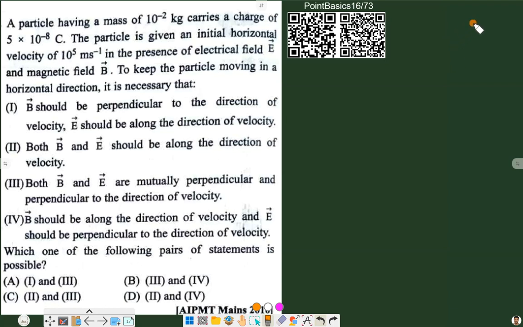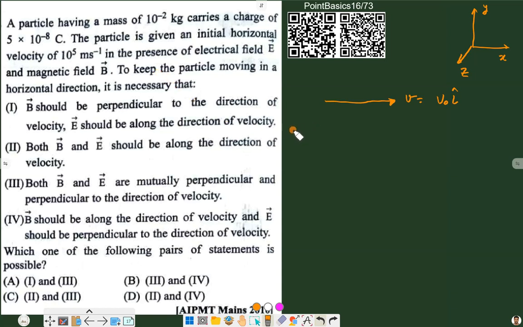So suppose let's draw our coordinates. This is x, y and z. Now it is mentioned that the particle is given horizontal velocity. Suppose the particle is given velocity in x direction. So velocity is equal to v naught i. And at the last, it is also mentioned that the particle keeps moving in the same direction. So what are the possible scenarios here?